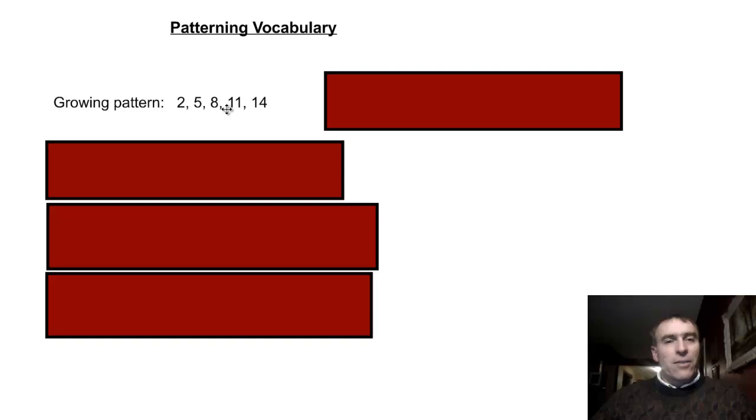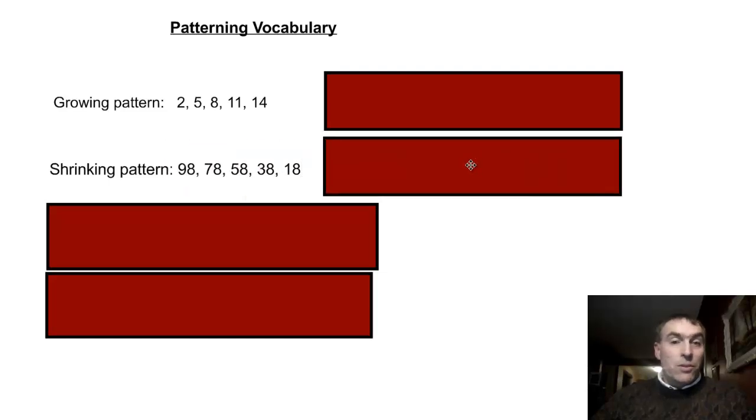2, 5, 8, 11, 14. Can you figure out what it's going up by? Stop the video if you need to figure it out. If you said it's going up by 3s, you're right. 2 plus 3 equals 5, 5 plus 3 equals 8, 8 plus 3 is 11. So this is a growing pattern, probably the most common.